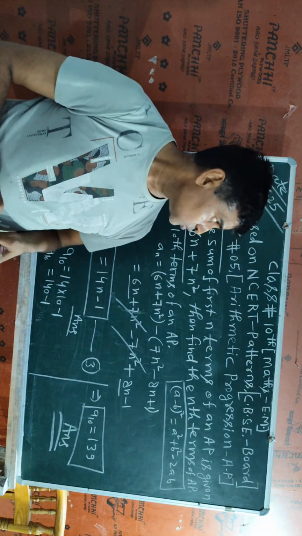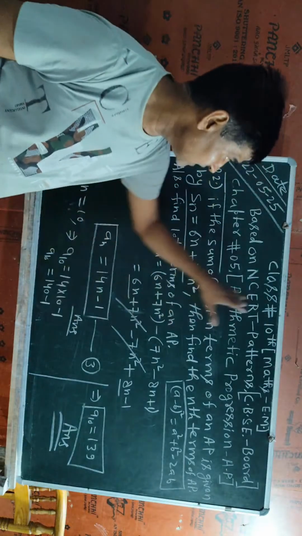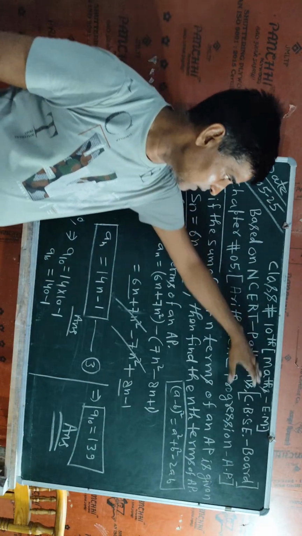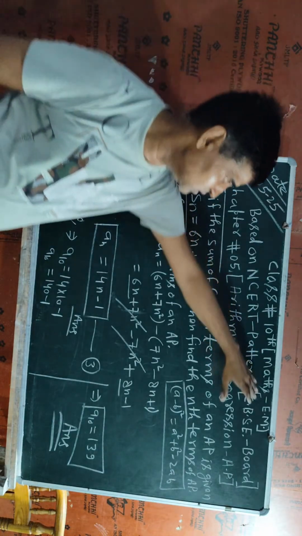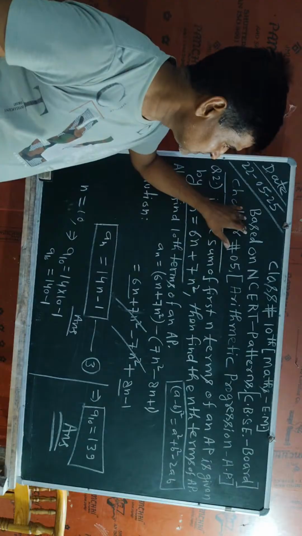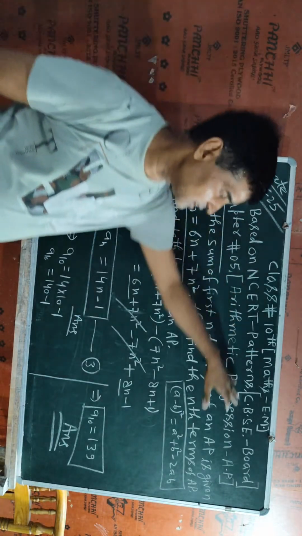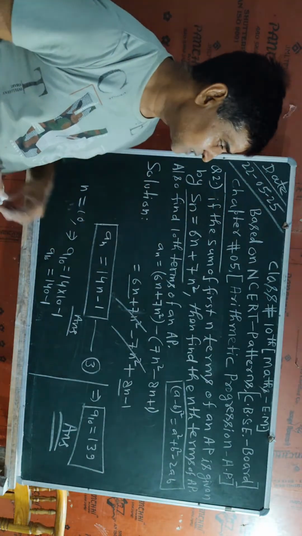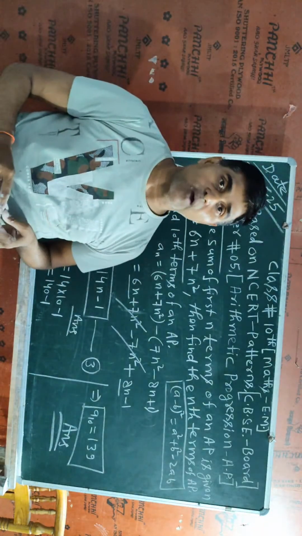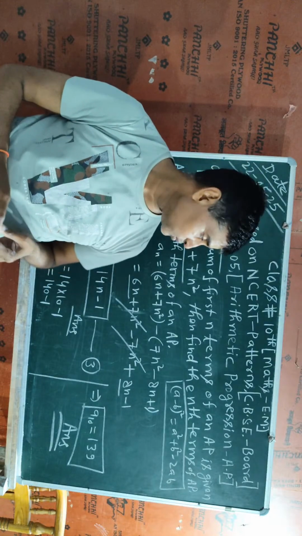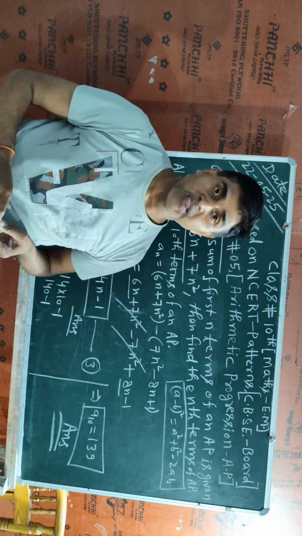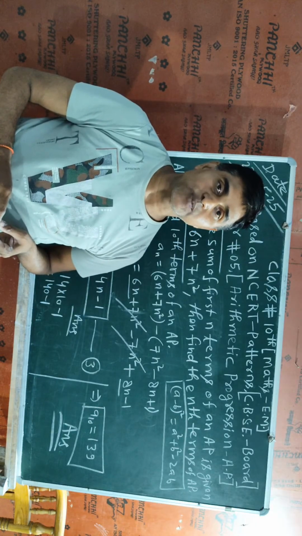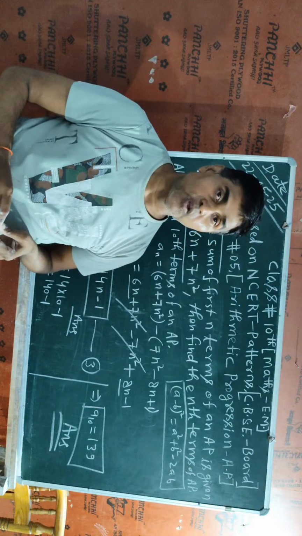Okay students, this is the free online coaching classes, that is the class 10th mathematics, which is available in English medium, and this is based on NCERT pattern and belongs to the CBSE board. Here I am explaining the concept of sum of first n terms of an arithmetic progression. Here I have taken two questions for solving, and also I have explained the theory of this chapter.